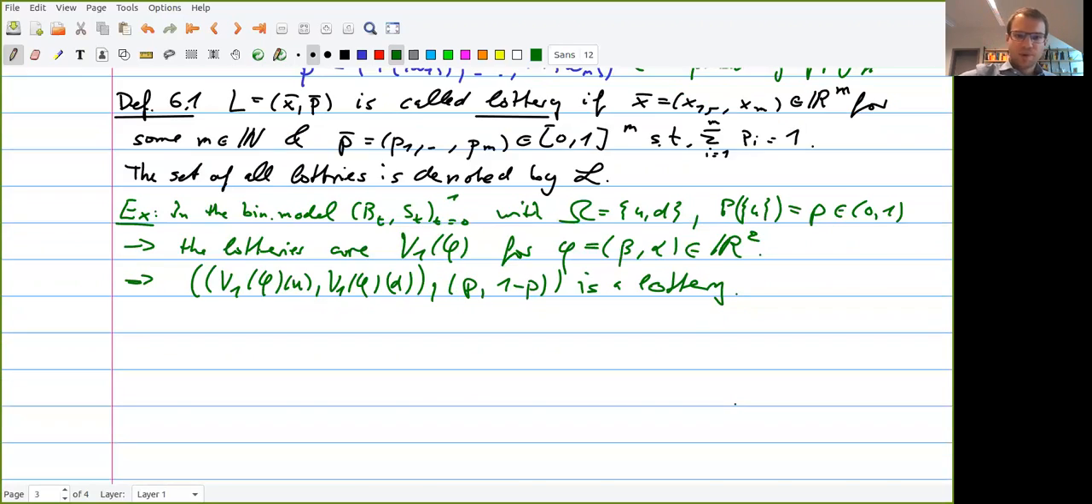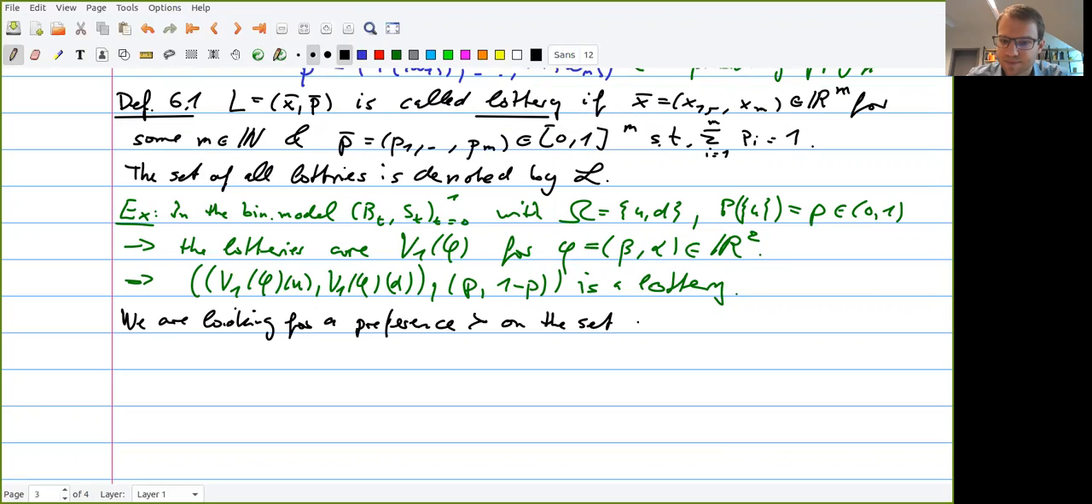all right. So what I want to do now is understand what payoffs, or here lotteries, I prefer. So the goal is we are looking for a preference. So this was denoted by this weird looking greater or equal sign on the set of lotteries, so on the set L.